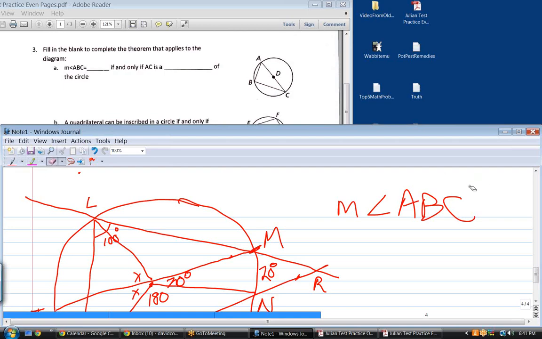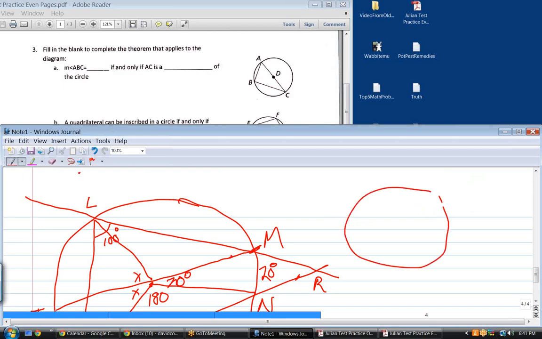Diameter? Yeah. In other words, if I had a circle like this, and there's the center, and I put that triangle in there, that's not a 90-degree angle. Because this is not a triangle inscribed in a semicircle. The only way it's a triangle inscribed in a semicircle is if AC is the diameter. Yeah. All right.